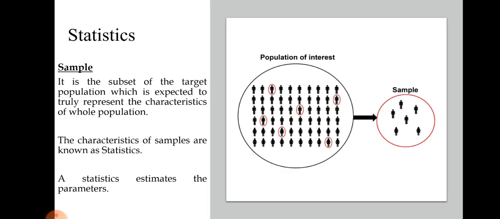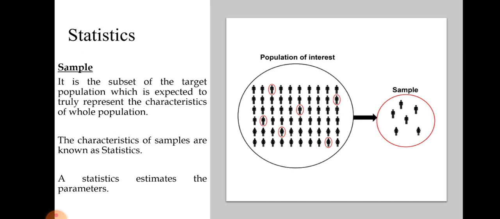Next is the sample. Because it is impossible for me or for any researcher to contact each and every individual who is part of the population and collect responses from them, what is feasible is that I select some respondents from the population on the basis of some criteria. That is known as a sample. It is a subset of the target population which is expected to truly represent the characteristics of the whole population. The characteristics of a sample are known as statistics.